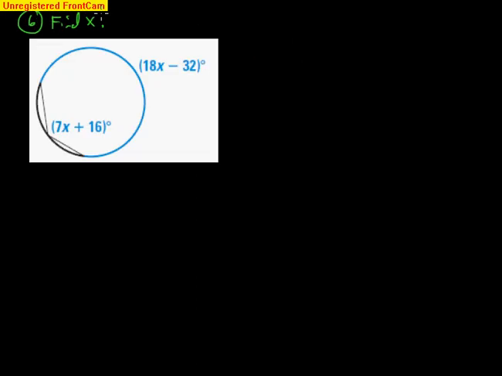Okay, we got 3 more questions left. So question 6 says find x. And they give you an angle and an arc. This 18x minus 32 is this entire blue arc, that major arc. Well, this angle right here is an inscribed angle. It's going to be equal to half of its arc. So my equation is: the angle measure, 7x plus 16, is going to be half of its intercepted arc of 18x minus 32.